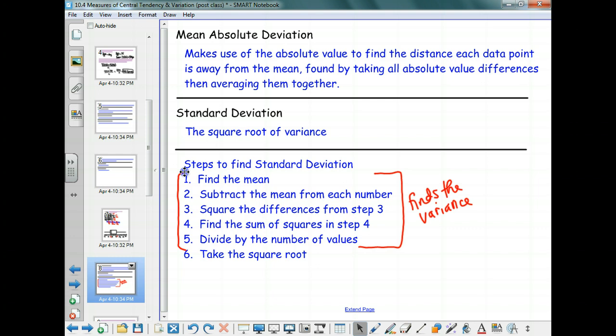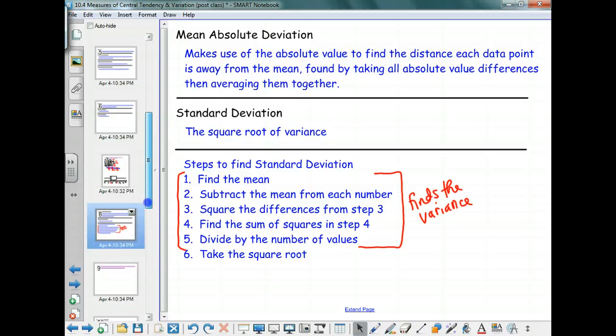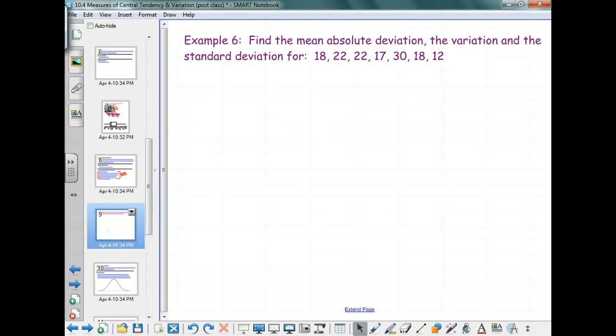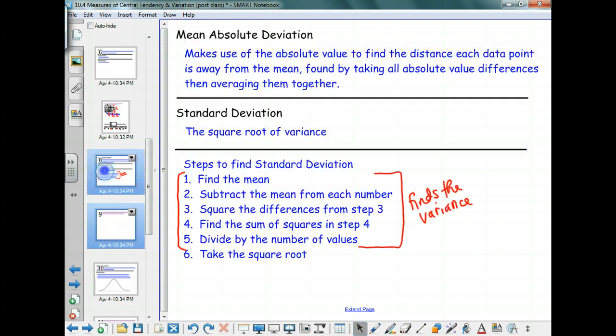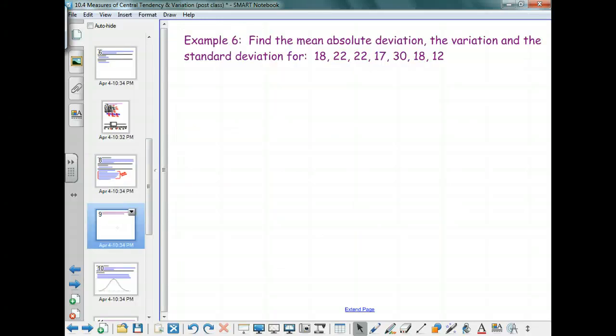So we're going to do the same data set that we've been working with. If we had not already done so, we would actually have to find the mean, because as you notice, both of these methods talk about the mean. Mean absolute deviation has the word mean in the title, and step 1 of the standard deviation process is find the mean. So you have to know the mean to do these. We actually found the mean for this last time. So flip back to example 1 or 2 or whatever. What did we find as the mean?